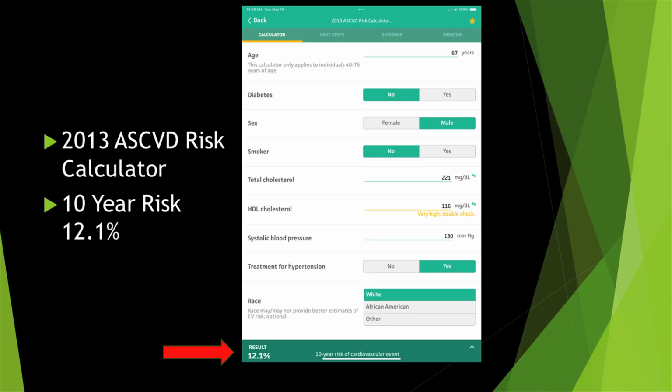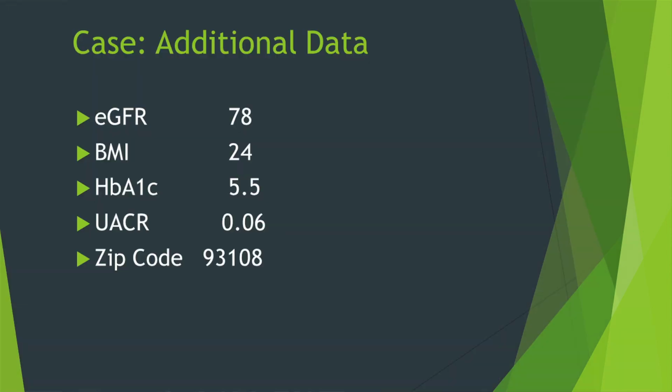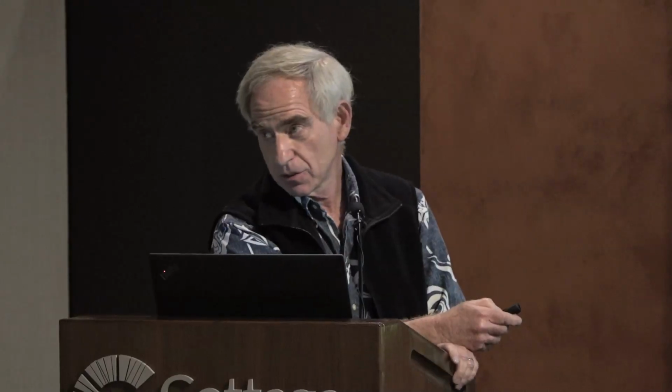Just to go back to our case, this was using the old model, the 2013 model, 12.1% 10-year risk. Anybody want to guess what it is under the PREVENT model? Well, I added in these additional data points, okay? So anybody want to guess what the risk was when I calculated this for atherosclerotic vascular disease? So that will be equivalent to the old model as the endpoint. 3, 4, 5, 4.